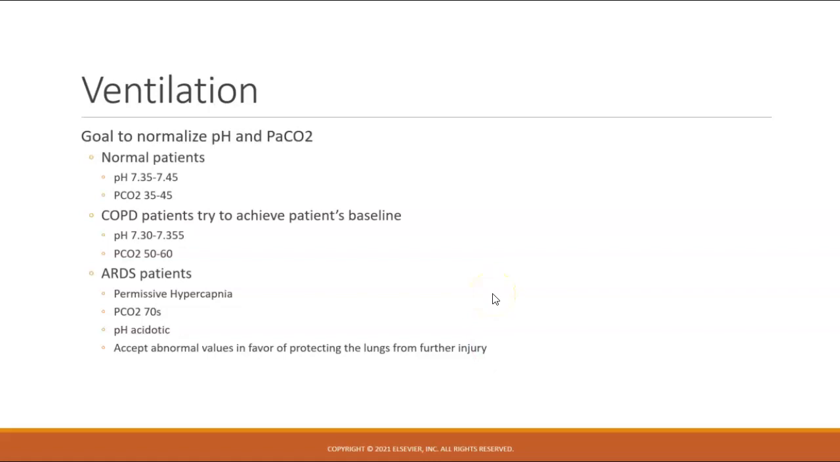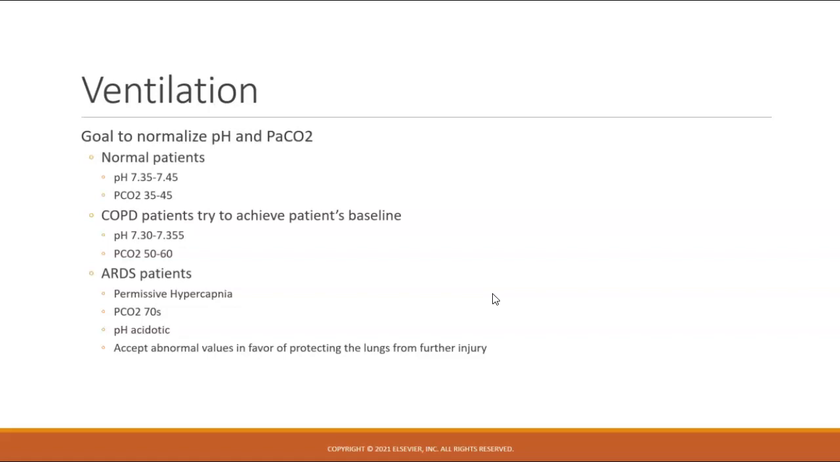Remember as well, when it comes to ventilation, the goal is to normalize your pH over normalizing your CO2. That's because normal patients are going to have pHs and CO2s within the normal range. But you're going to have some patients who have COPD. These patients have very, very high baseline CO2s or low pHs. So I'm looking more to try to get that pH within the 7.35 to 7.45 range, even if it's at the lower end of it, than trying to get my CO2s within 35 and 45.